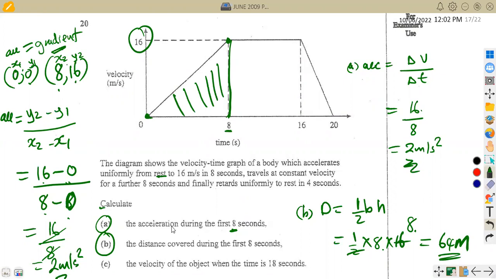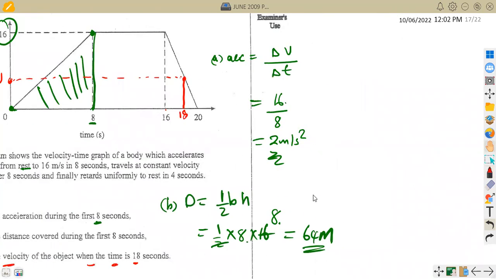Okay. Then the question is the velocity of the object when the time is 18. This one, guys, be very, very sure about this. We need the velocity this time, when the time is 18. This is 16 here. 18 is somewhere here. But we do not know the velocity that corresponds with this 18. It corresponds with an unknown velocity at this point. So what advantage are we going to pick here? There is this part that we know.